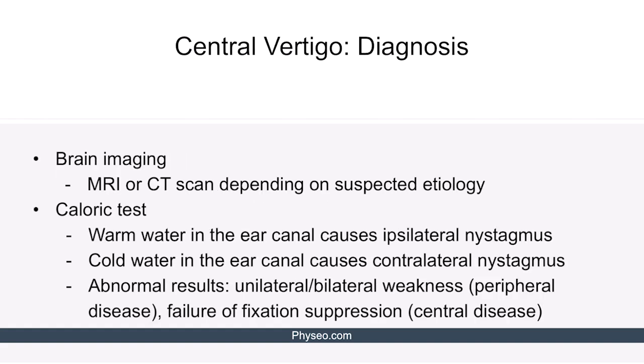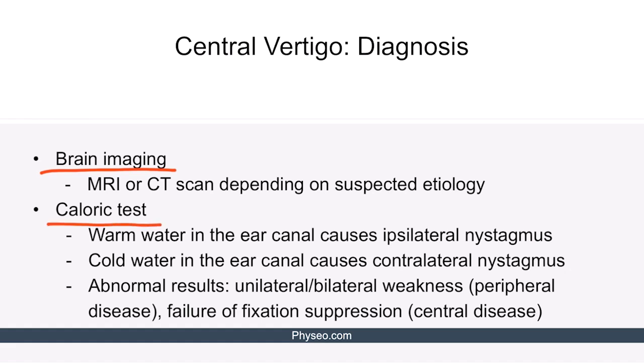Let's move on to the diagnosis of the central vertigo. Brain imaging is usually performed to identify underlying pathology. Imaging modality is chosen depending on suspected etiology. For example, if cerebellar or brainstem stroke is suspected, we can perform non-contrast head CT scan to exclude hemorrhage. On the other hand, MRI is the gold standard for diagnosing the multiple sclerosis.